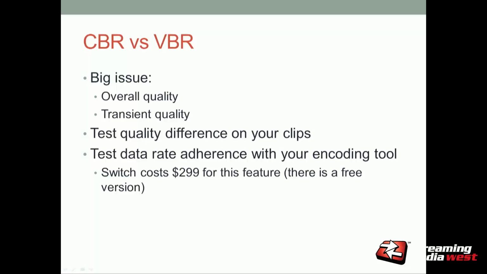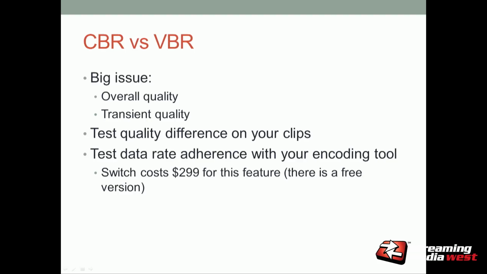And this is a pretty big issue because a lot of people like using CBR because they think it's better for ABR streaming, but you really hate it when you get the transient drops in quality. So again, when I'm working with a client, we'll create 3 or 4 test clips, we'll run CBR versus VBR, we'll cycle those clips through their ABR process and make sure that they stream well, and then we'll make a decision.